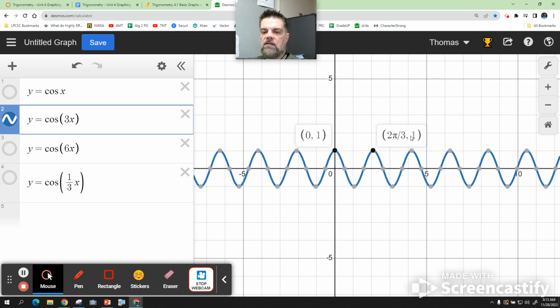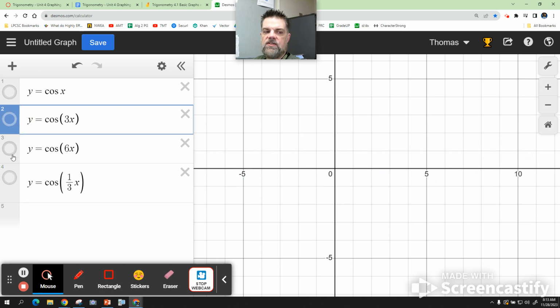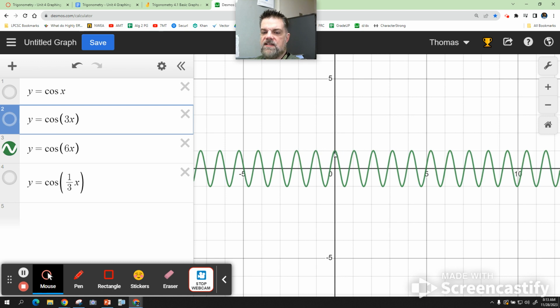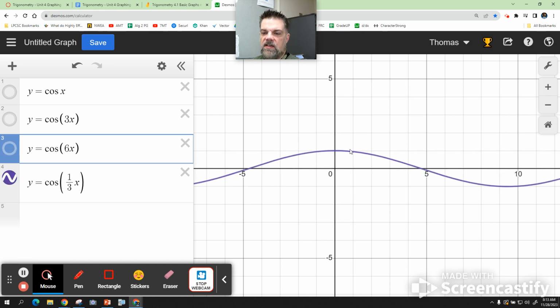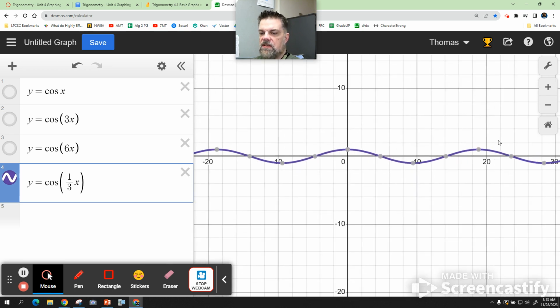Huh. All right. Well, now let's do this one. If I go from the top of this hill to the top of this one, it's pi over 3. But technically, isn't that 2 pi divided by 6? Yeah, 2 pi divided by 6 would do it. All right, here's the other one. I'm going to have to zoom out. To go from this one to this one, it's 6 pi.